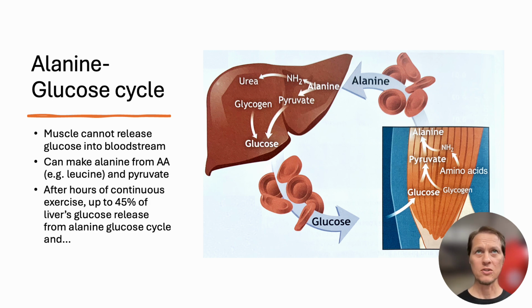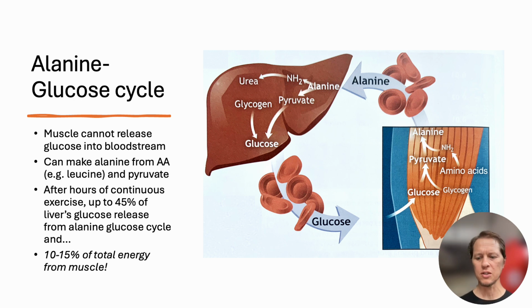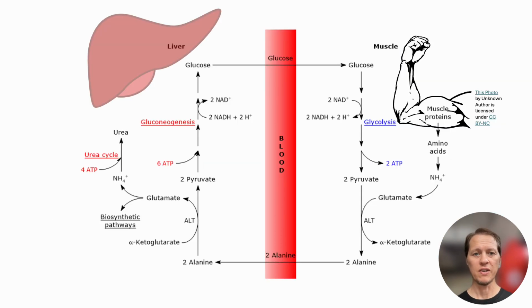So if you've been exercising for several hours and you've burned through all your glycogen and you've got nothing left, your body will take its own, so to speak, storage form of energy in terms of protein from your own muscle. And up to 45% of the liver's glucose release comes from your own muscle, which actually amounts to about 10 to 15% of total energy. These are usually in the ultra endurance races, such as beyond marathon distance, and you are just chewing away at your own muscle as a source of energy.